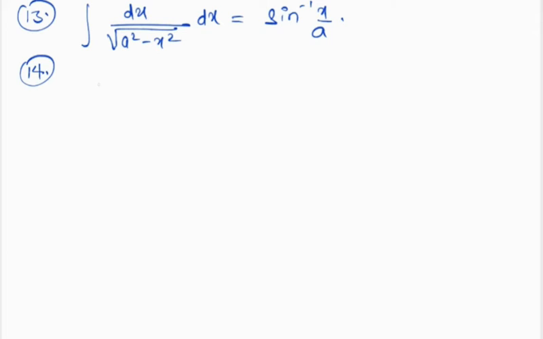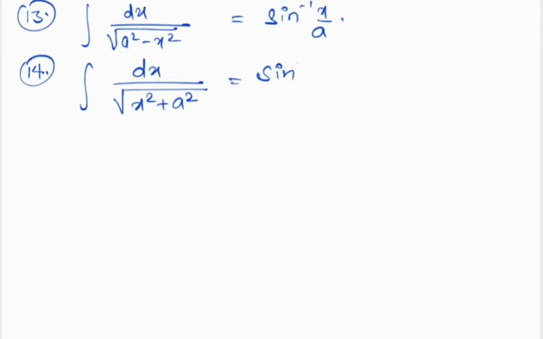Now integration of 1 by under root of a square minus x square dx is sin inverse x by a, and integration of 1 by under root of x square plus a square is equal to sinh inverse x by a.